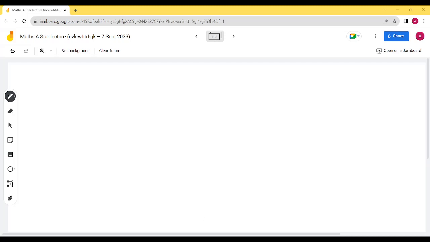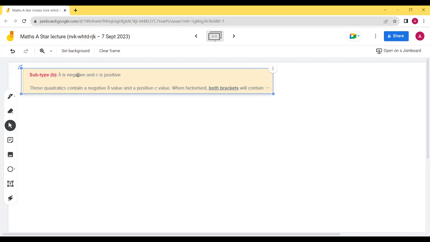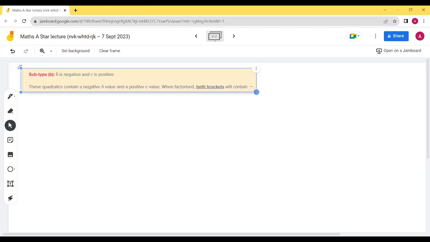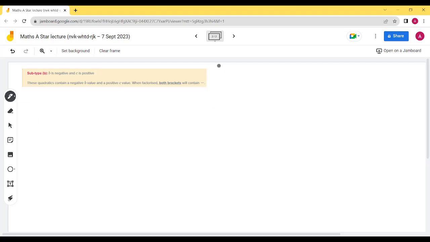We're going to move on to our second type now. So we've got subtype B, which is when b is negative and c is positive. I've got a little line down here because we're going to do both on the page, so we're going to copy across a question for this.